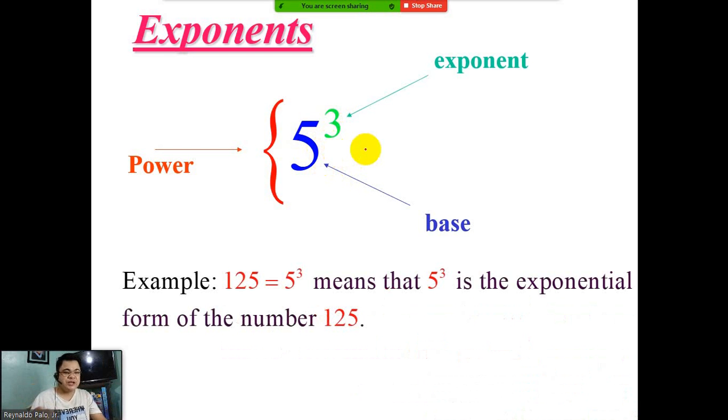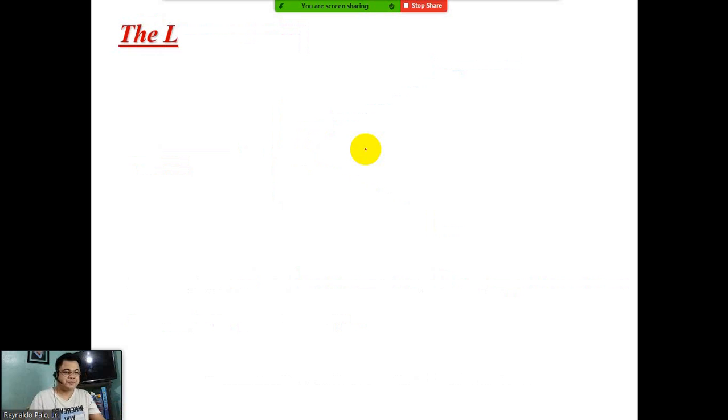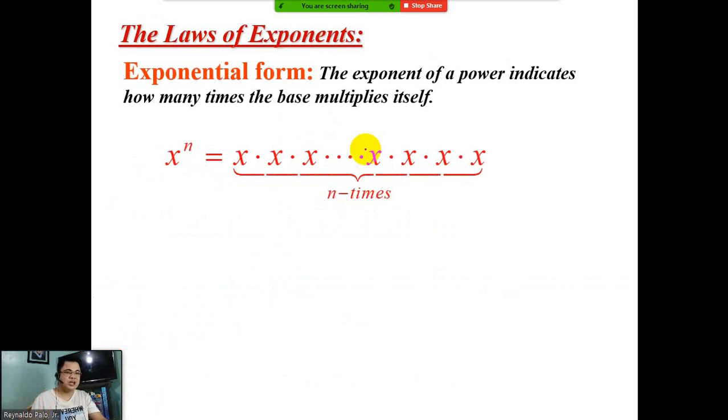So 125 is equal to 5 cubed, which means that 5 cubed is the exponential form of the number 125. 5 cubed, or 5 raised to the power of 3, means that we have 3 factors of 5, or 5 times 5 times 5. So 5 will be used 3 times as a factor. Next, the laws of exponents. This one is what we call the exponential form.